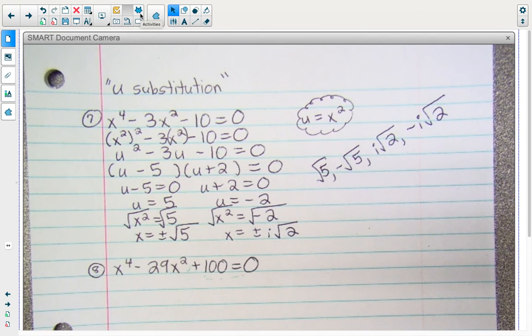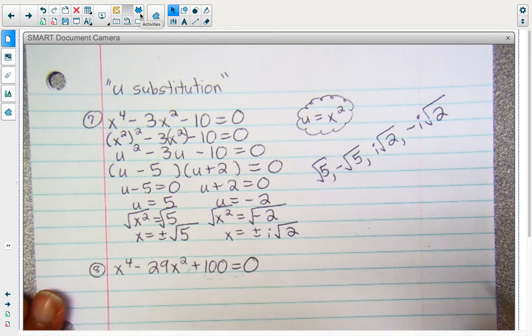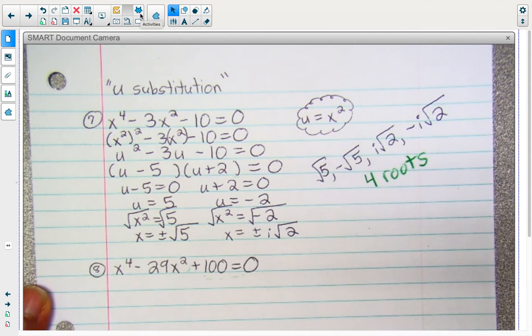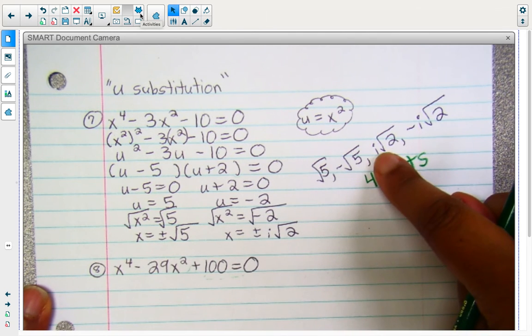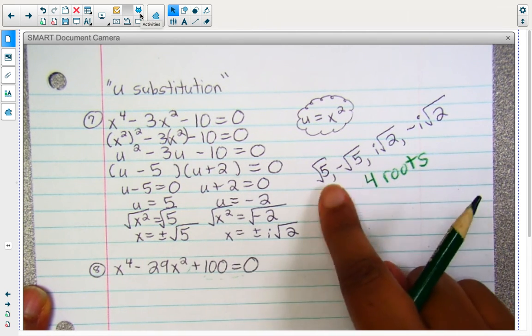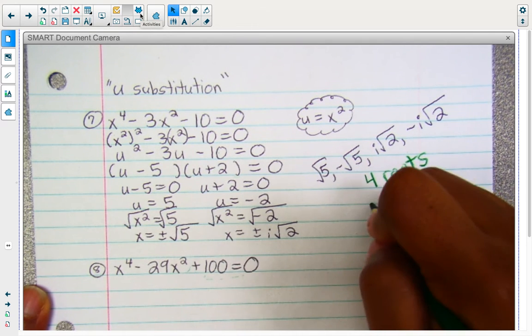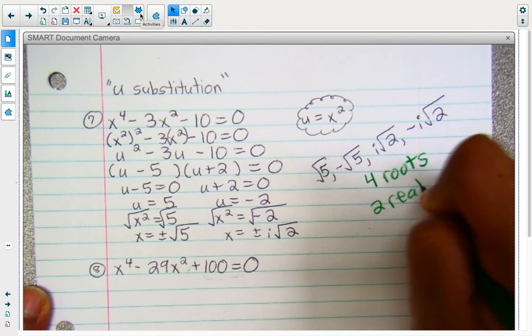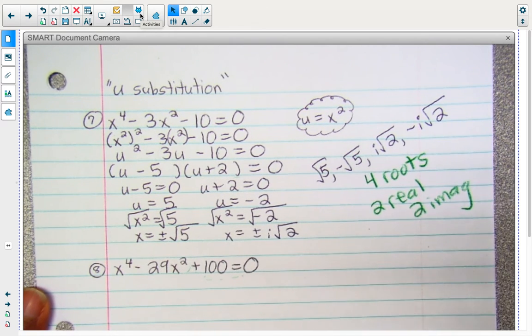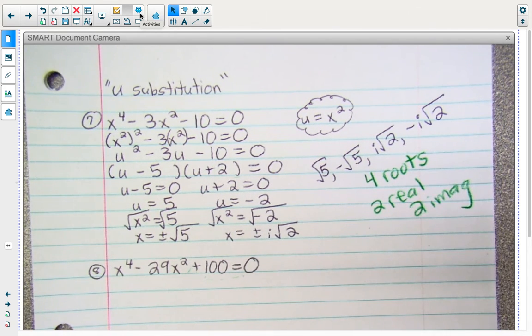So let's write out how many solutions we have. We got 4 solutions, 4 roots. 2 of them are imaginary, i, and 2 of them are real. So these are the 2 decimal ones we got from the calculator. So 2 real, 2 imaginary. Again, imaginary numbers come in pairs. You'll never have an odd number.